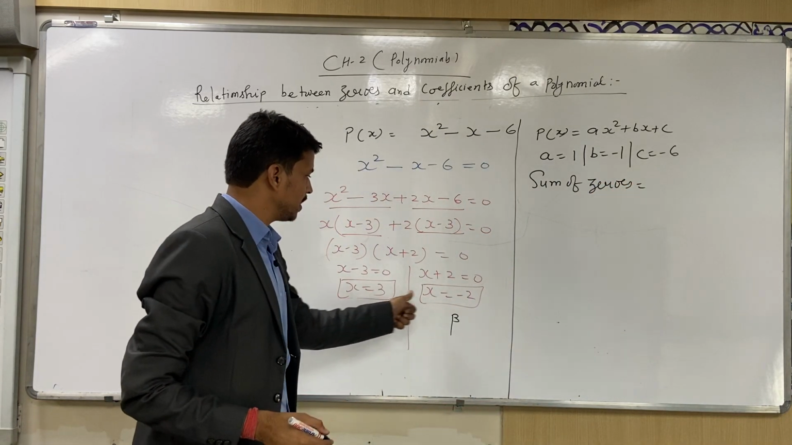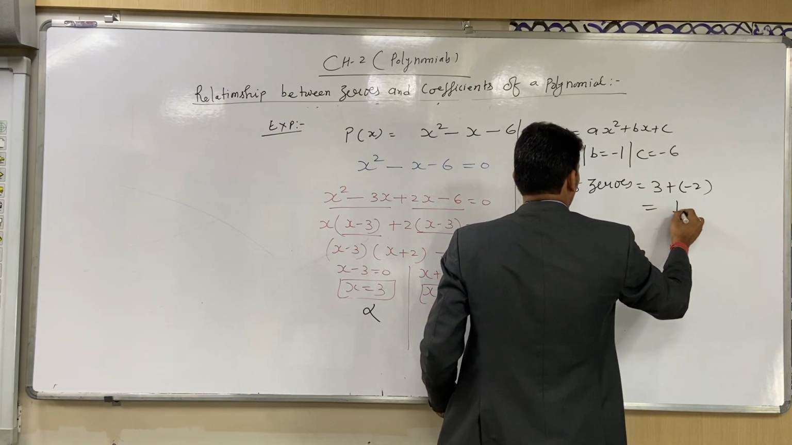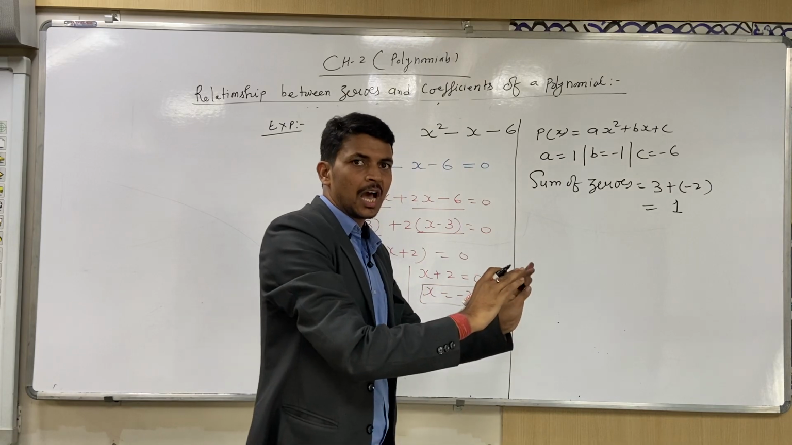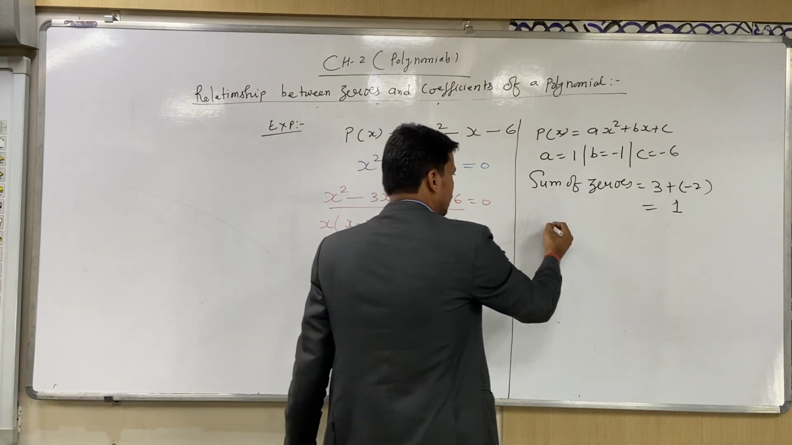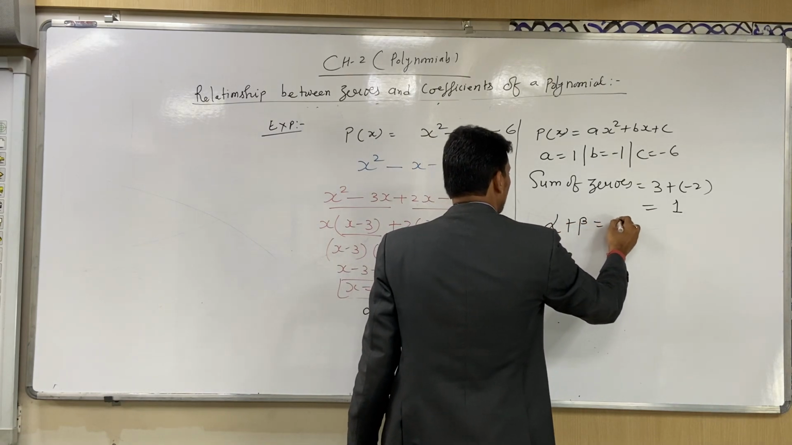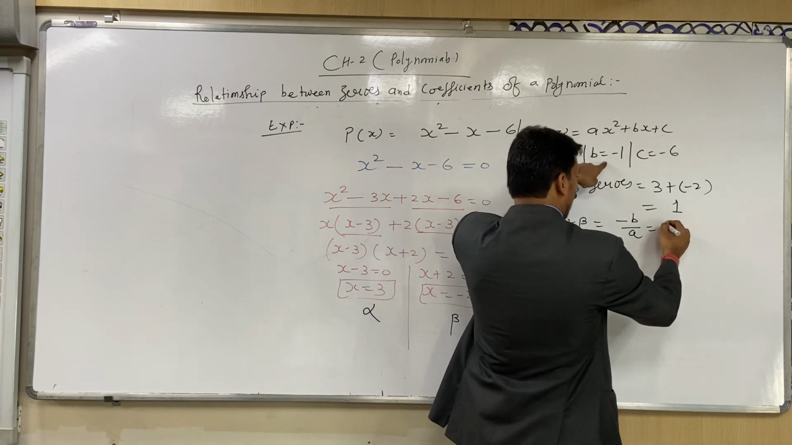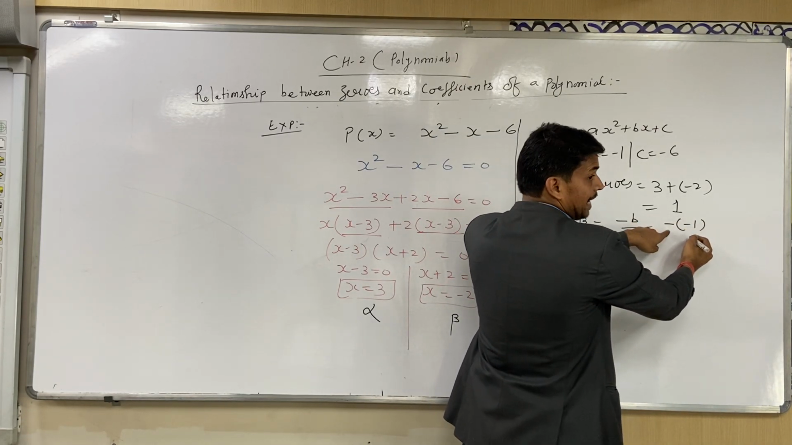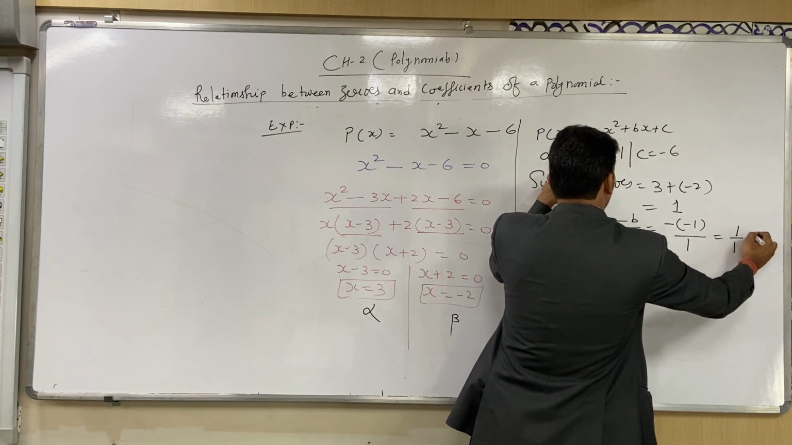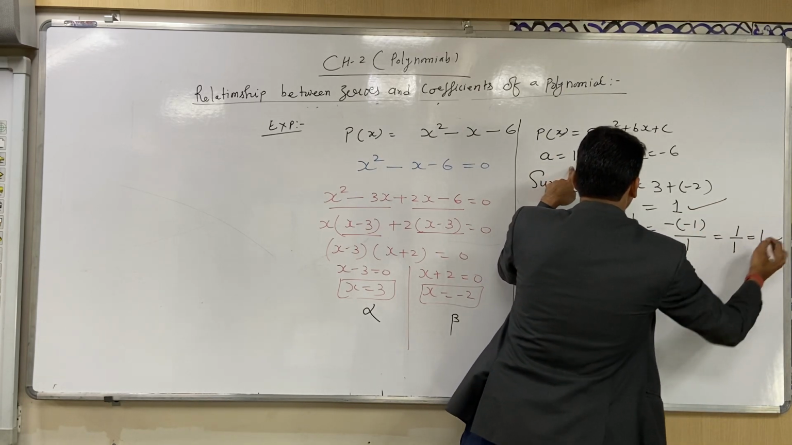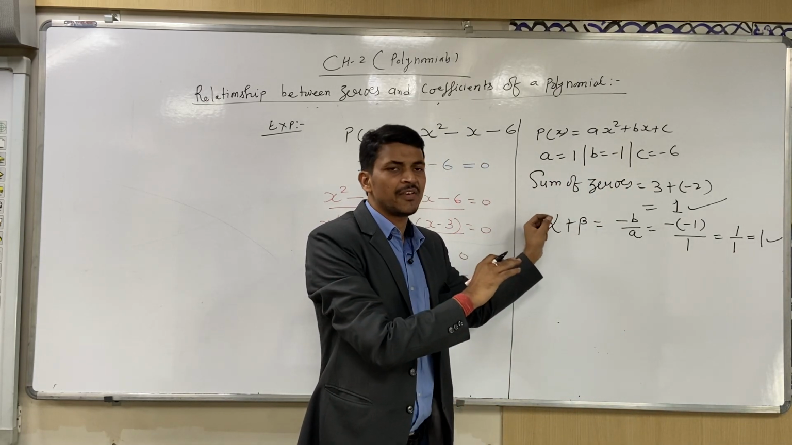So let us take 3 plus minus 2, which is equal to 1. We did it manually. Now, as we know, we have the formula to find out the sum of the zeros, that is alpha plus beta is equal to minus b by a, and we have the value of b as minus 1. Minus is already in the formula, divided by a, that is 1. So we got 1 upon 1, which is equal to 1. So both are the same. It means we can say the sum of the zeros is verified.